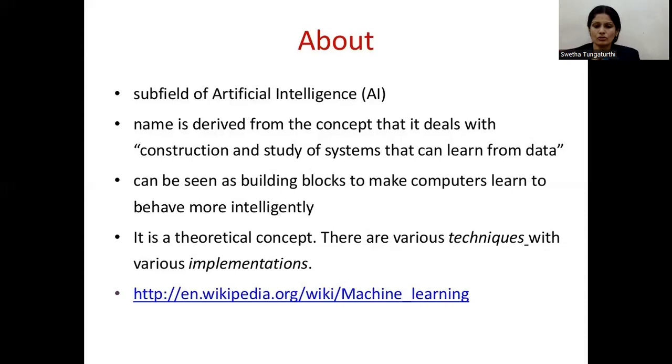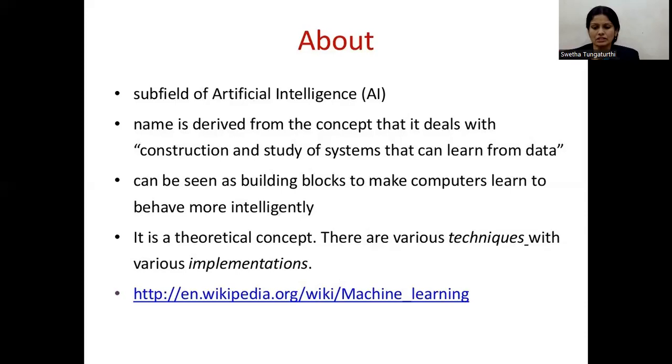We will also learn the difference between normal computer software and machine learning software, and how exactly they differ. Machine learning can act as a building block to make computers learn to behave more intelligently. I mean, whenever we train the computer, it can make more computations than a human can do. So that is how it behaves more intelligently than a human. And it is a theoretical concept.